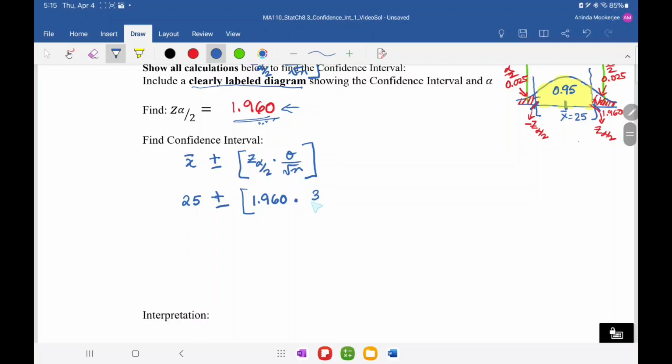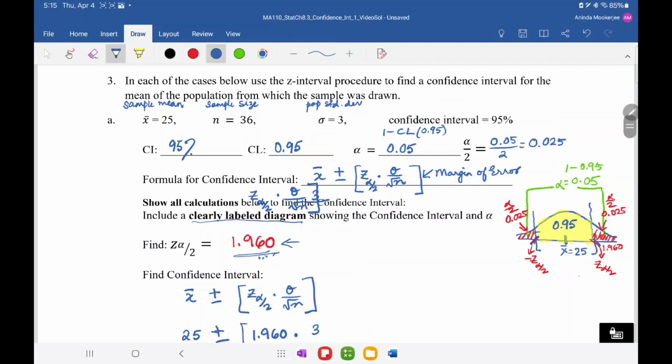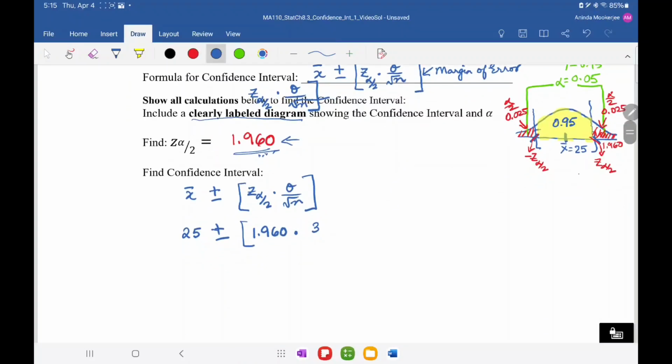Times sigma, population standard deviation, is given to us as 3. Okay, so 3 divided by, and n was 36. So divided by square root over 36. 3 divided by square root over 36. So let's continue. We have 25 plus minus 1.960 times 3 divided by square root over 36, which is 6. So we have 3 divided, this is multiplication, all right? So 3 divided by 6, which is 1/2.